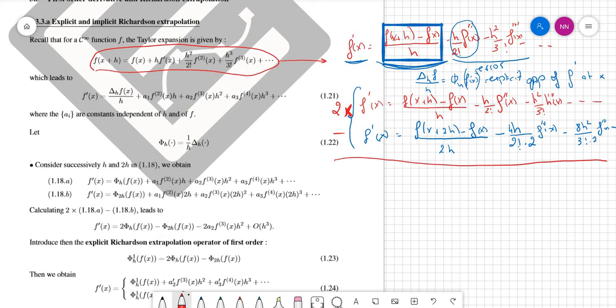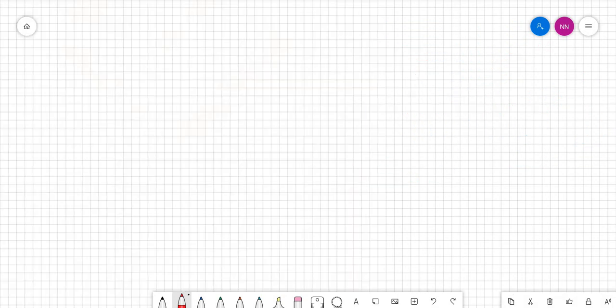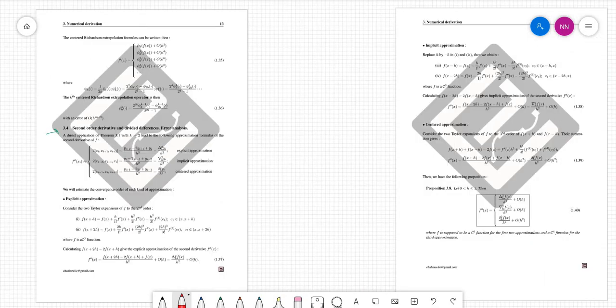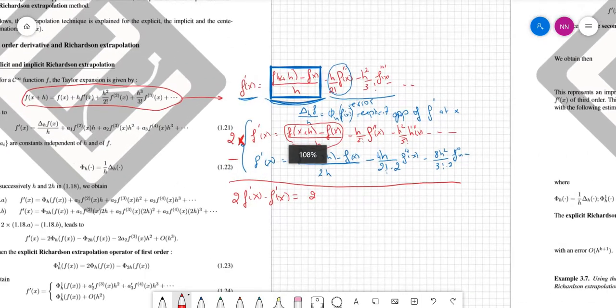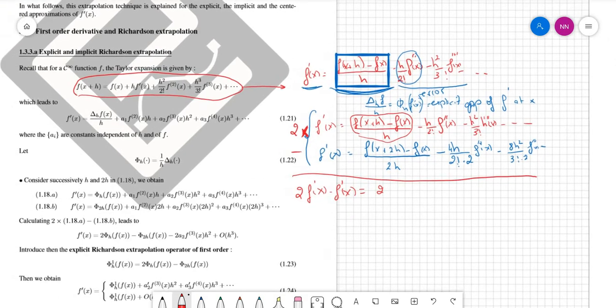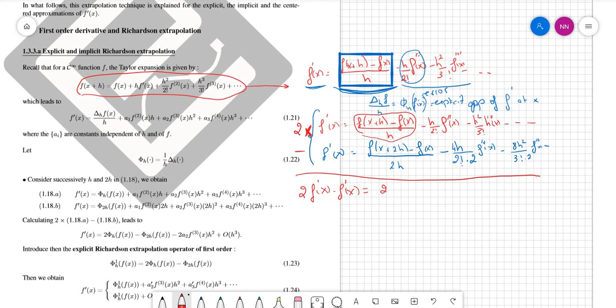2h f double prime. So we will have, I will write down, 2f prime of x minus f prime of x equals to 2 times the first one, the f of x plus h minus f of x over h. So this expression, we already denoted it phi. Oh, sorry, the screen has moved, and we'll get it back here. Okay, so the first one, it will be 2.